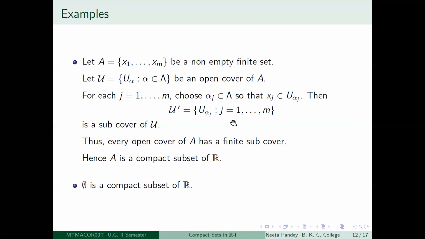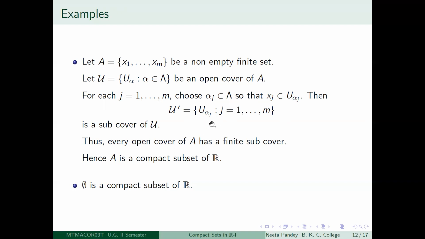So then what have you done? You have chosen M open sets: U alpha 1, which contains x1, U alpha 2, which contains x2, and so on, U alpha M, which contains xM. So this new family, which contains only finitely many, only M many open sets, is a subfamily of script U, right? And this clearly covers capital A, because x1 belongs to U alpha 1, x2 belongs to U alpha 2, and so on, xM belongs to U alpha M.